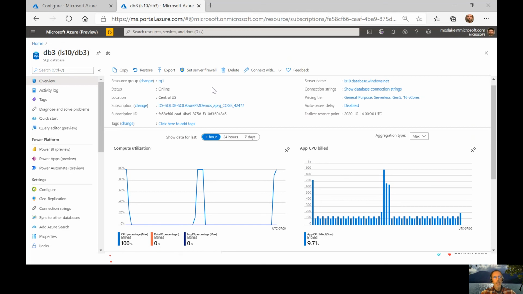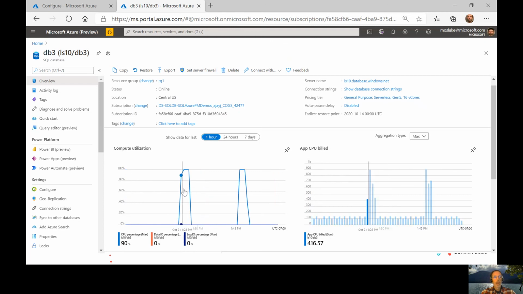So here we're looking at the Azure portal again, this time for a specific database that is in serverless and configured with a max core of 16. The chart in the lower left-hand corner here is showing its compute utilization over time. And you can see that it has 2 or 3 bursting episodes where it's scaling up to 100% of all 16 cores, and then in the balance of the time, the usage is relatively idle.